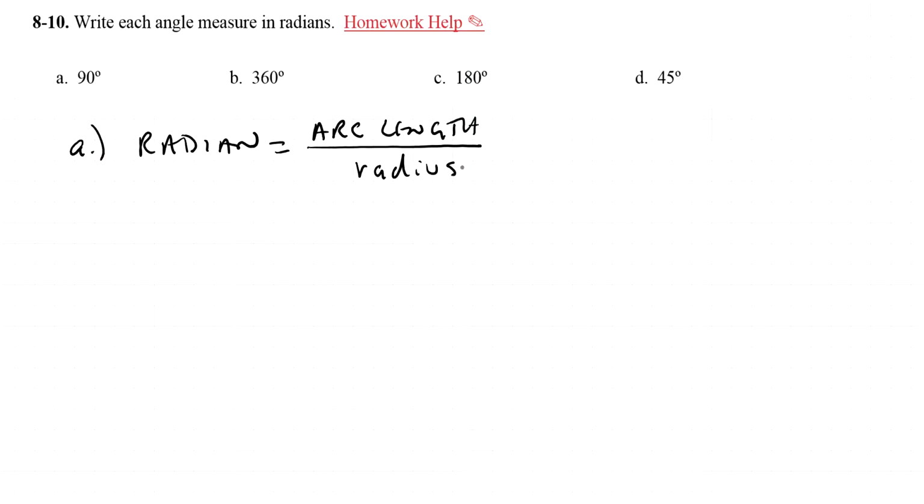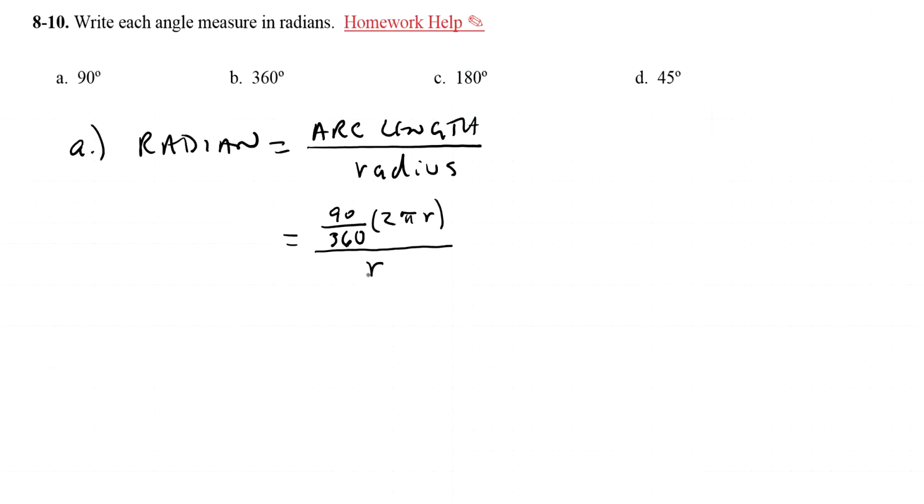Alright, so when we look at this particular problem, they're not giving us what the radius is, but we know that if we have 90 degrees over 360, arc length is going to be times 2 pi r, and we divide that by r. And so what do you guys notice right away? What's going to happen with the radius?